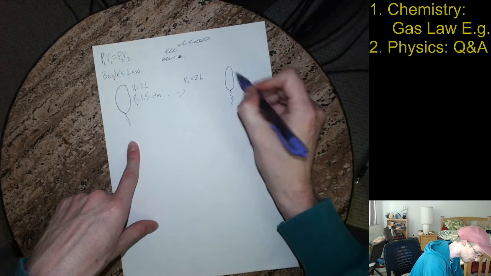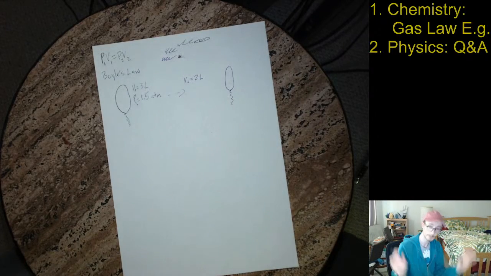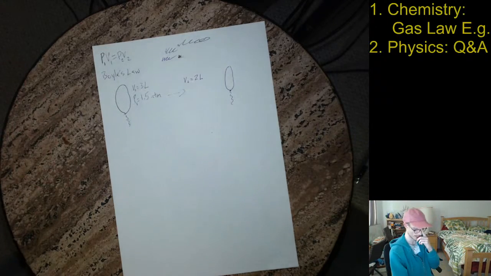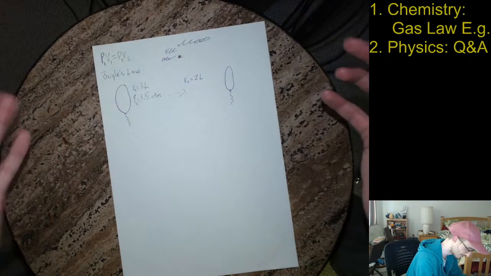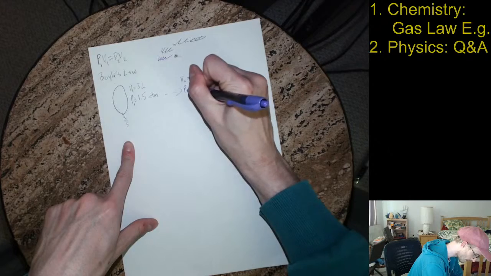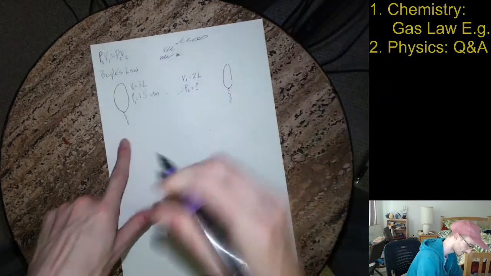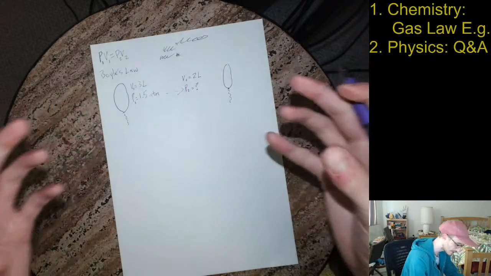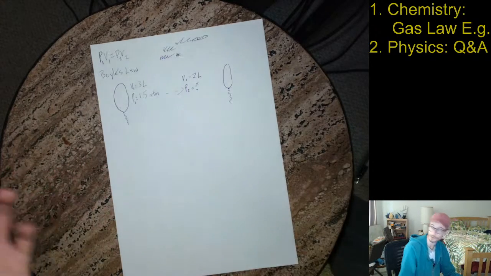So there's the same number of moles of gas in there. We're not going to allow the temperature to change. We're going to pretend like the temperature is insulated somehow. And what we want to know is, what is that pressure at the end? Now that I've decreased the volume, I want to know what the pressure is.